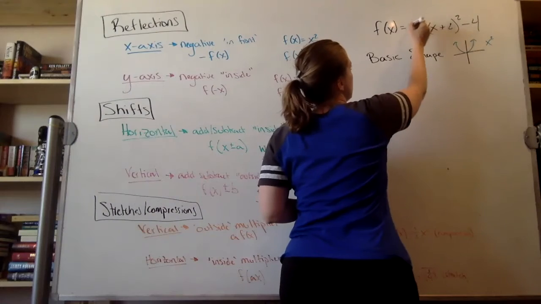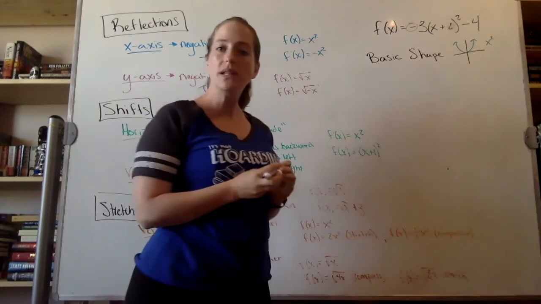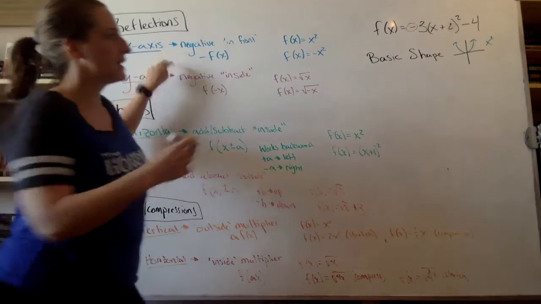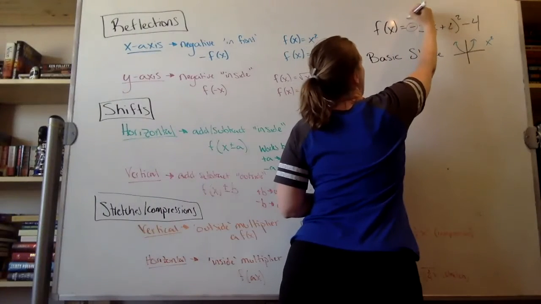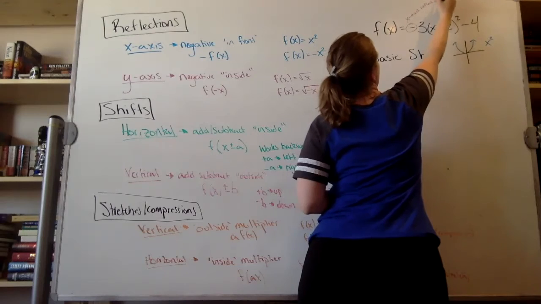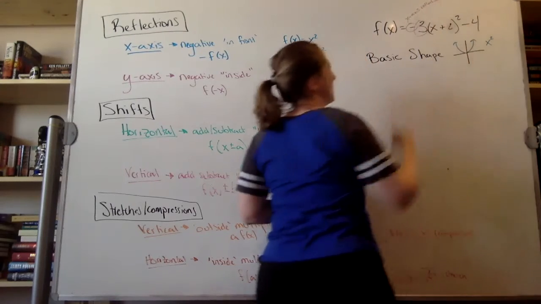Well, the first thing I see is this negative out in front. What does a negative out in front do? Well, a negative out in front is an x-axis reflection. So this graph has been reflected across the x-axis. Next thing I see is this 3, this multiplier.